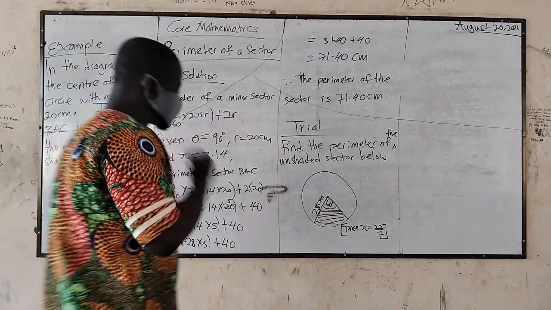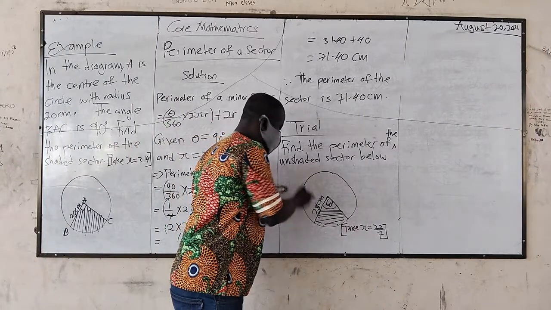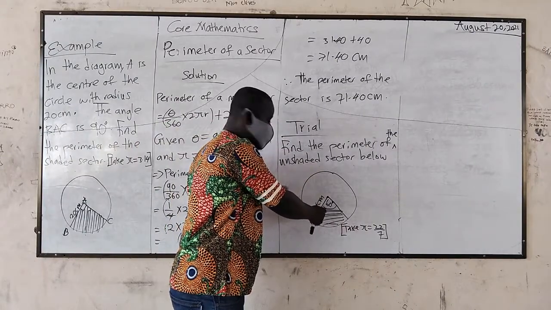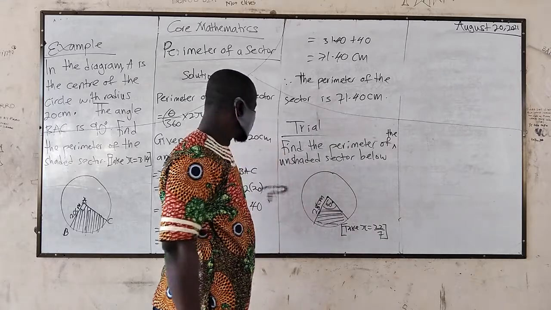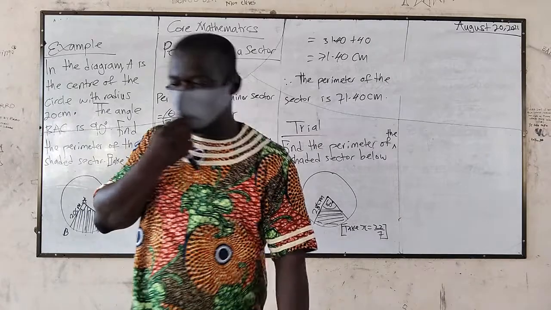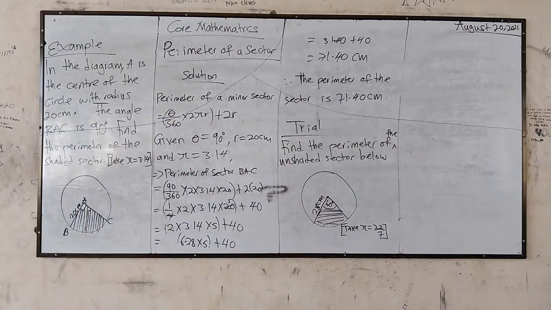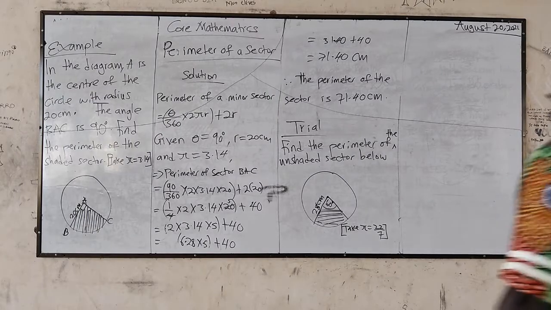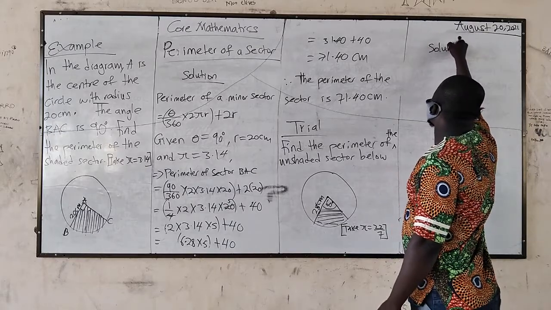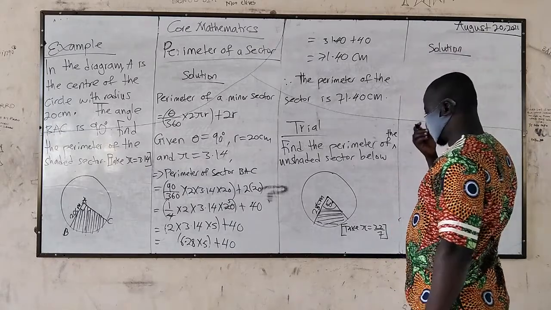So as I'm saying that, the radius is 28 centimeters, and the angle for the minor sector is 60 degrees. So take note of that and deal with it, please. Okay, now let's solve it. Solution.